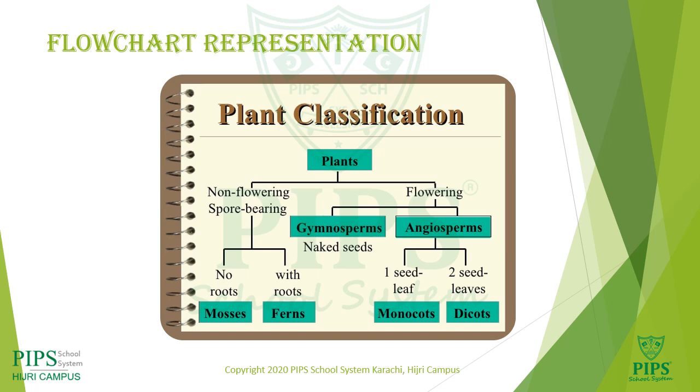On the right side, you see flowering plants are divided into two subgroups, gymnosperms and angiosperms. Angiosperms are further divided into two subgroups. One is one seed leaf and the other one is two seed leaves. And below here there are two examples of these sorts of plants.